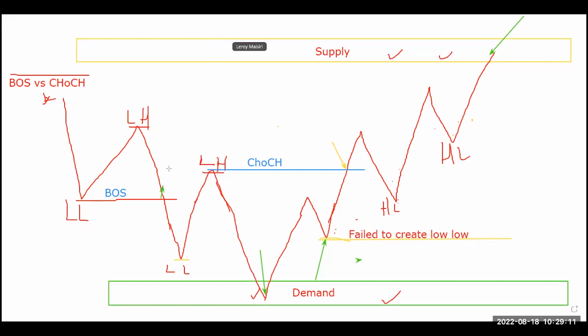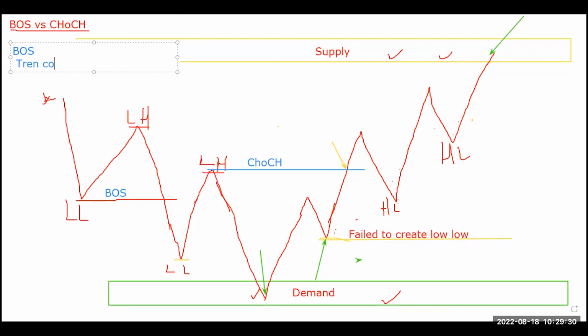Those of you looking for support and all the stuff might have failed it, because this is where a break of structure happened. So markets kept going down. A break of structure, very important. Hear me out here. This is the big difference between these two things. Break of structure, the BOS, is trend continuation. A break of structure highlights trend continuation.